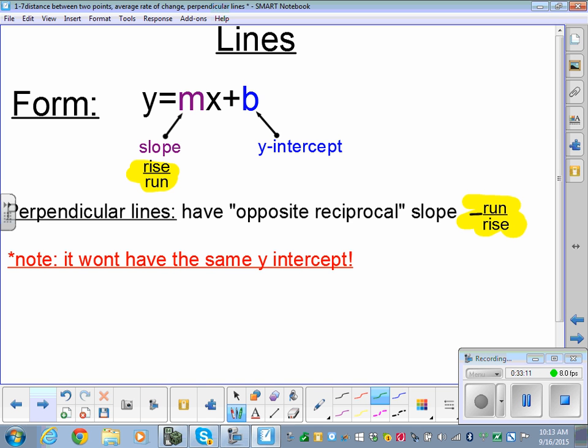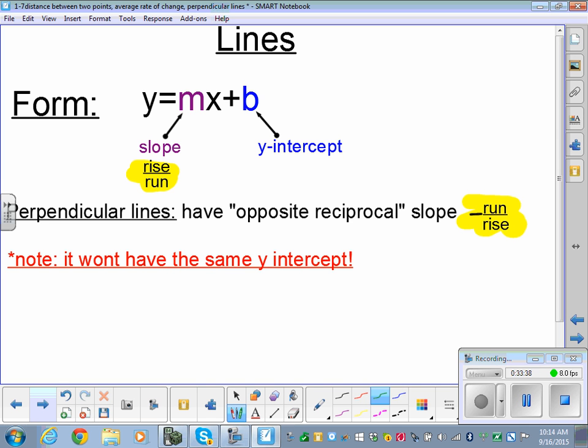So you know lines have this form. Y is equal to mx plus b, where m is the slope, the rise over the run, and b is the y-intercept, where it's crossing the y-axis. Now, perpendicular lines have opposite reciprocal slopes. Opposite means if it was positive, it's now negative. If it's negative, it's now positive.